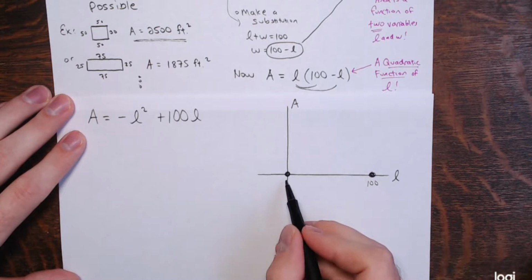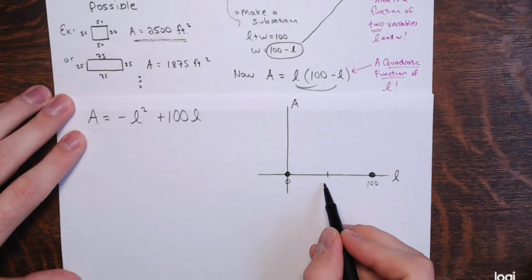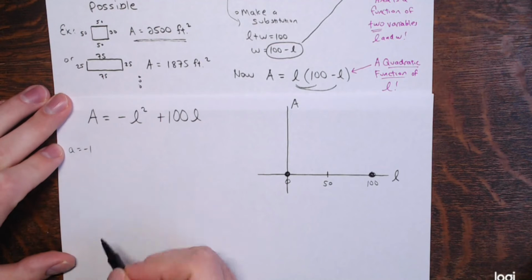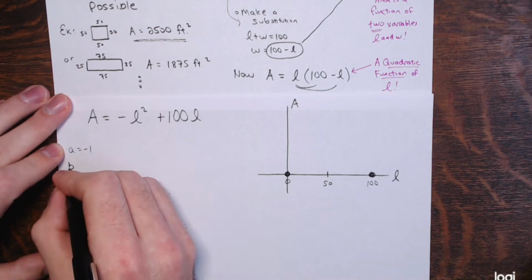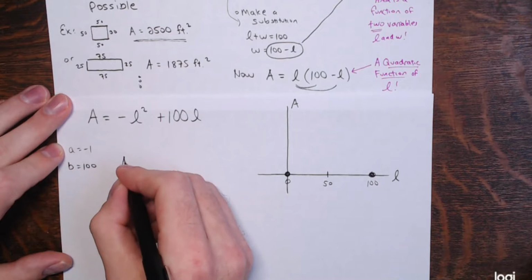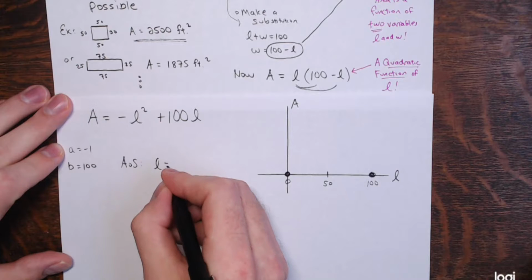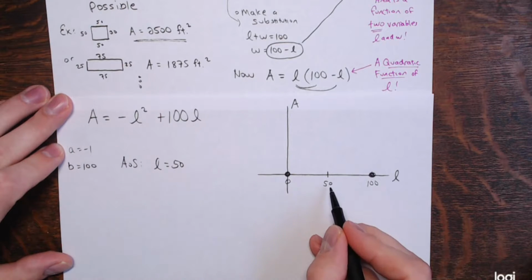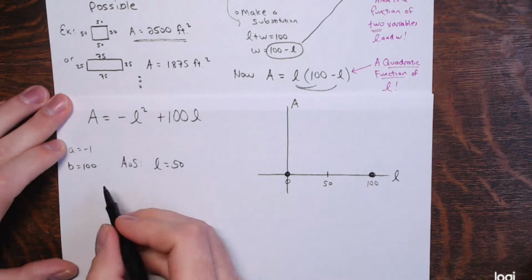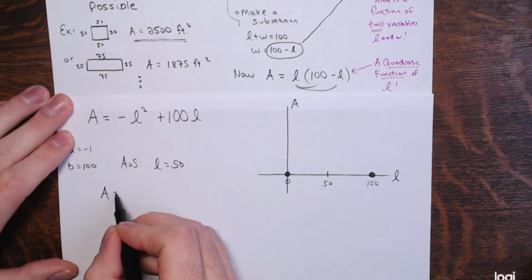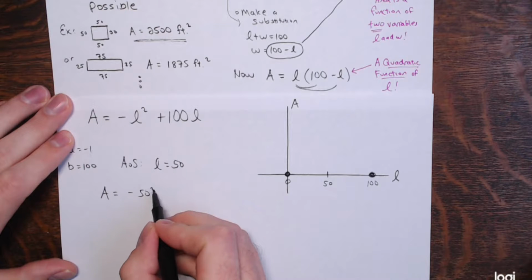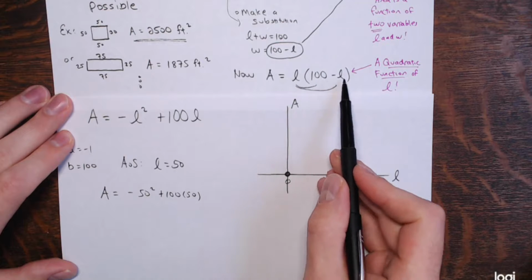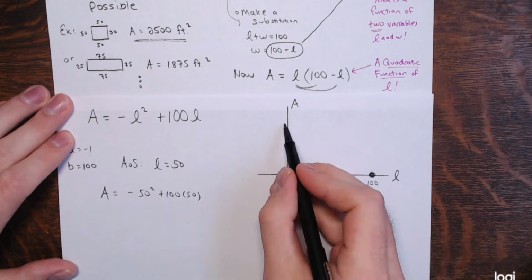And using symmetry, halfway between would be where the axis of symmetry was. You can see little a would be -1, it'd be a parabola opening down. Little b would be 100. So the axis of symmetry would be L equals -100 over -2, which is +50. L equals 50 is the axis of symmetry. And if I plug this in, we're getting negative 50 squared plus 100 times 50, or just 50 times 50. If you go back to the factored form, that's 2,500.